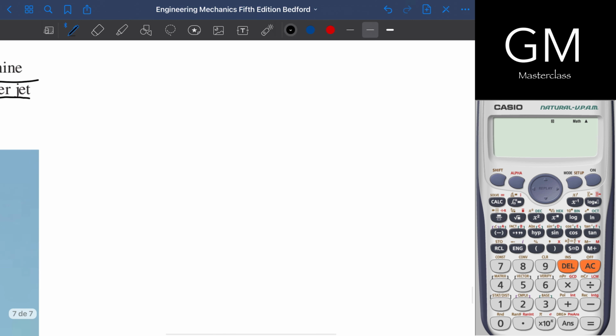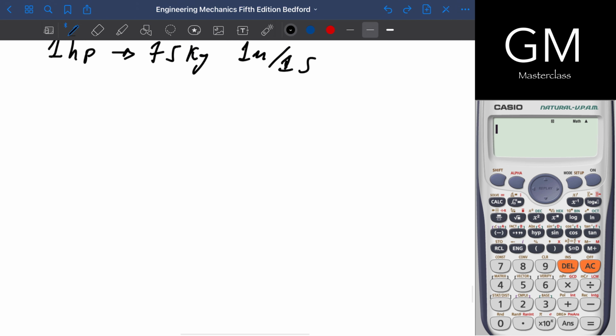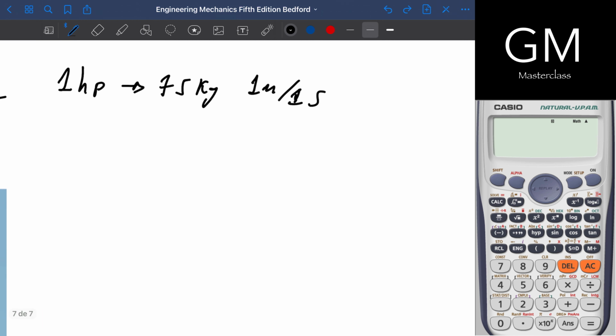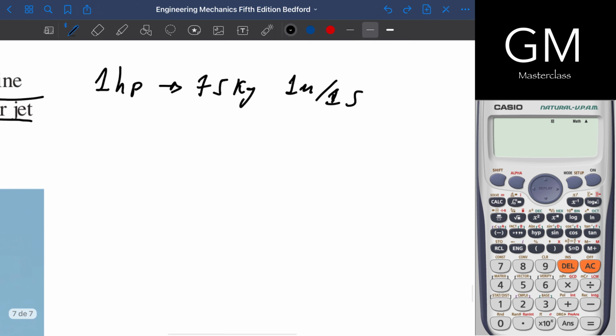So first, understand it. 1 horsepower is to move a 75 kilogram person 1 meter in 1 second. This is an approximate value, but it is for us to understand what a horsepower is. It is to move a person who is 75 kilograms 1 meter in 1 second. That is 1 horsepower.